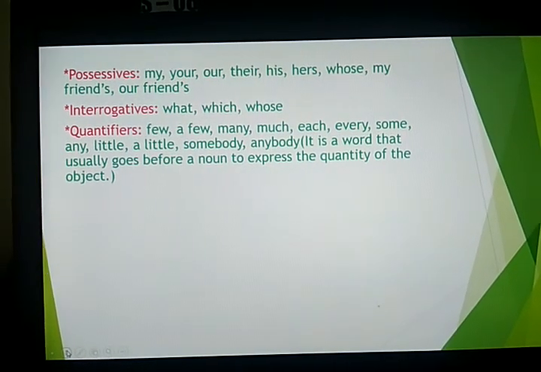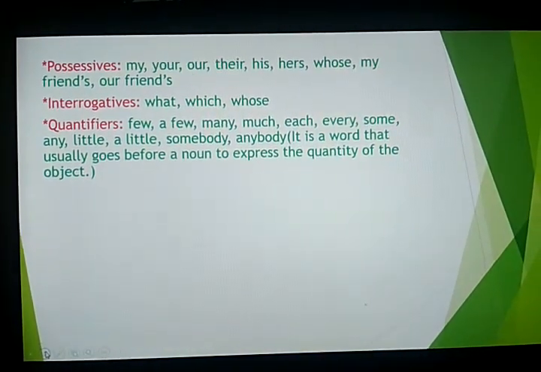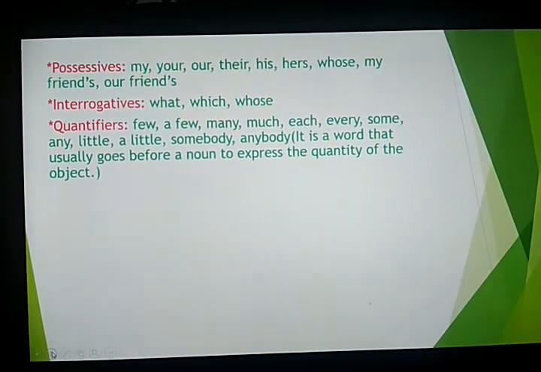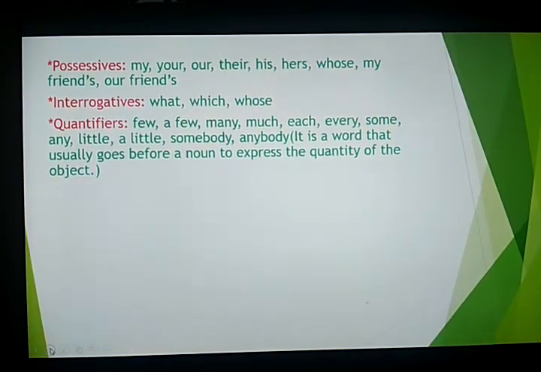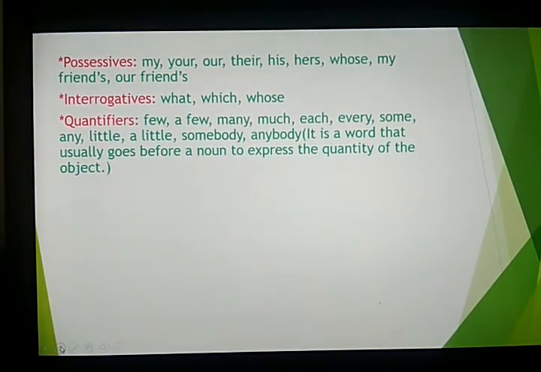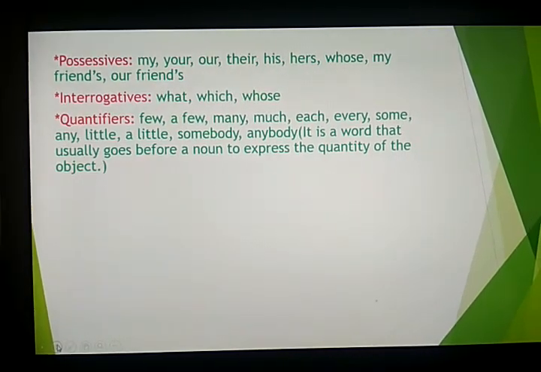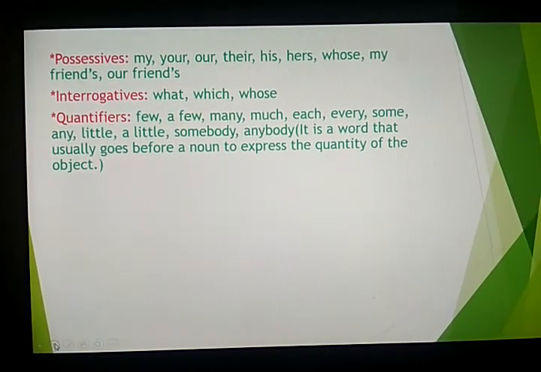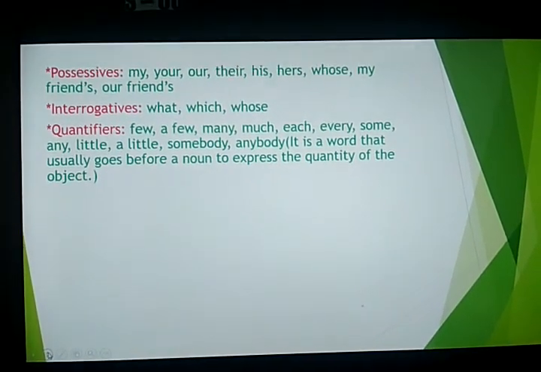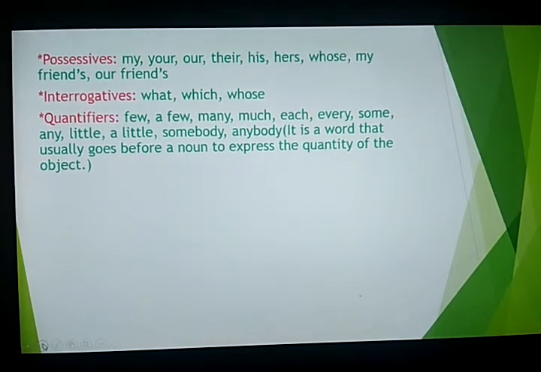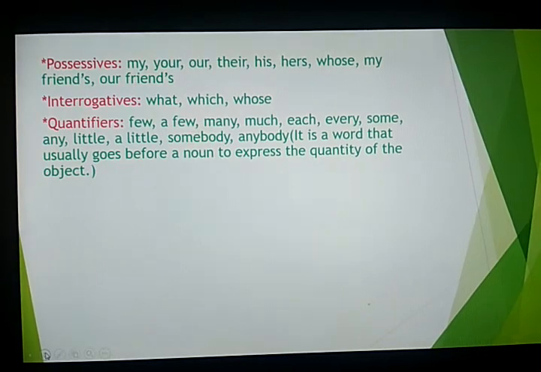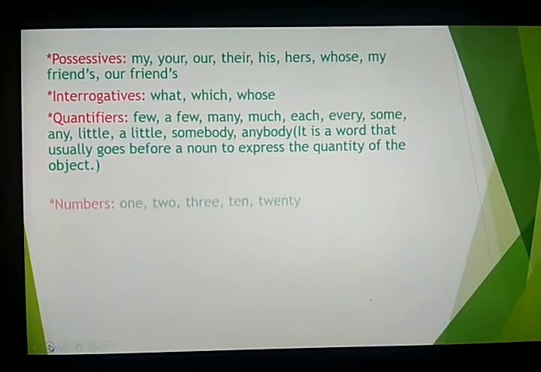Now let us see quantifiers. Quantifiers here: few, a few, many, much, each, every, some, any, little, a little, somebody, anybody. So a quantifier is a word that usually goes before a noun to express the quantity of the object. So what does it express? It expresses the quantity of the object. Talking about the quantity. How much? How many? So this is talking about the quantity.